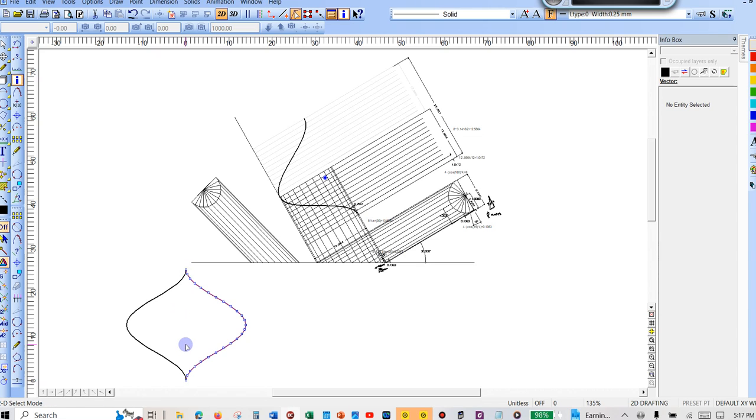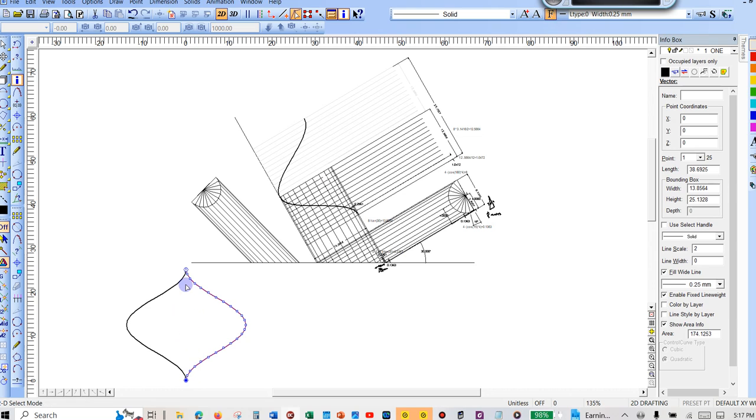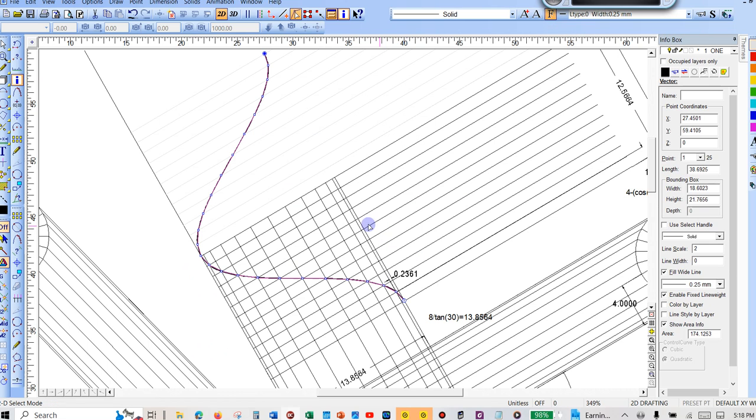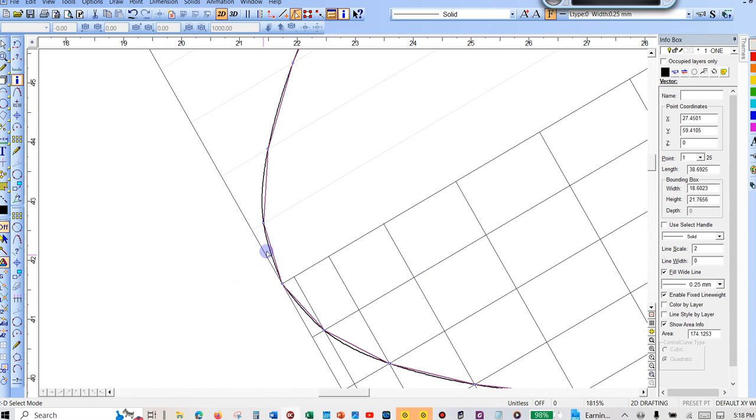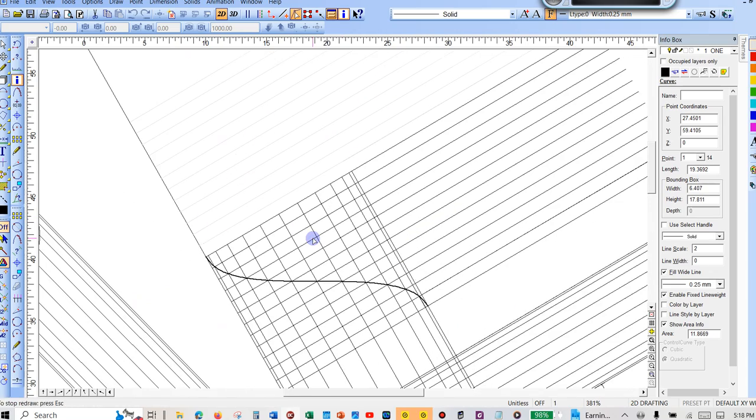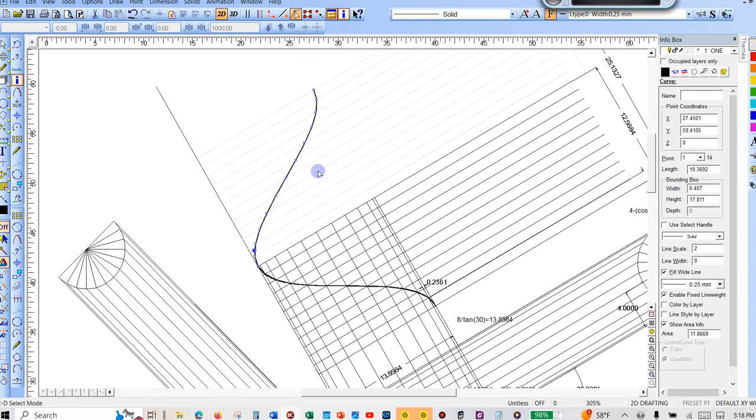Control H. Did that. So it looks like all the calculations are exactly right. Yeah. So the one I put in before was a curve. And I think in AutoCAD you can't put it in a curve here. It just comes out all in coordinate points with straight lines, right?